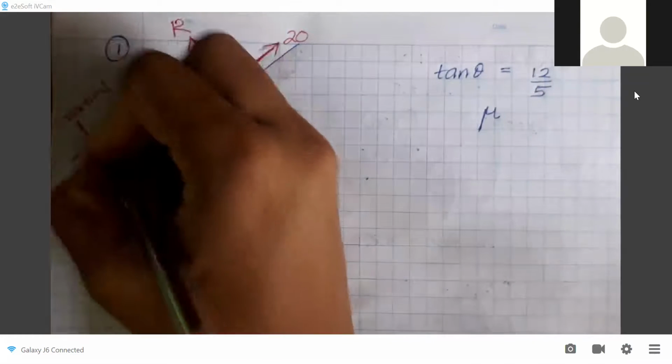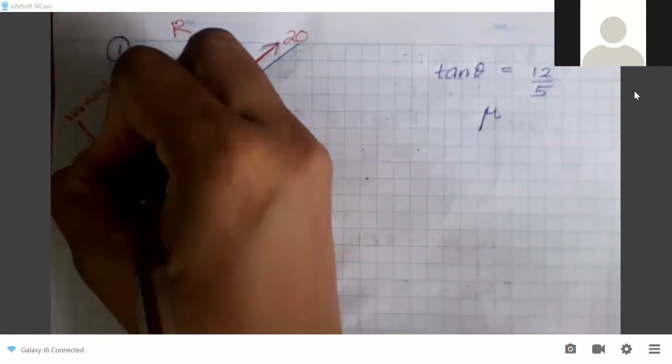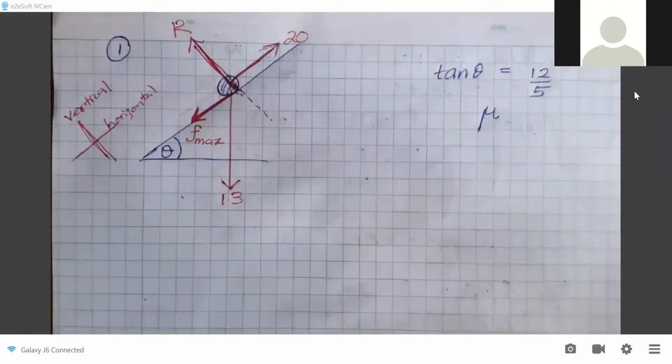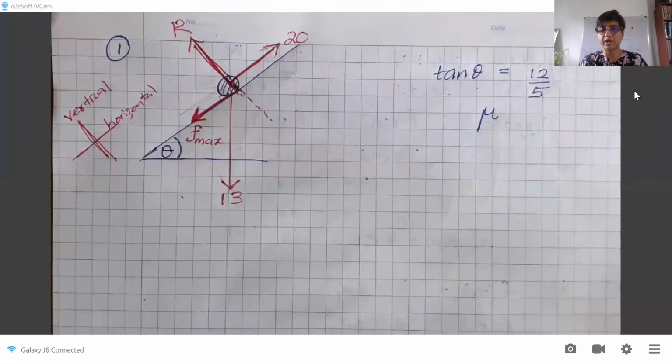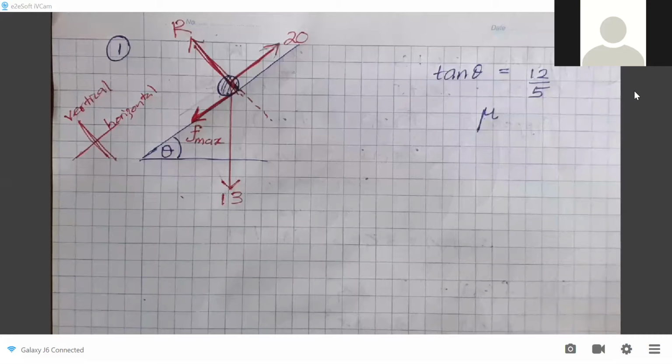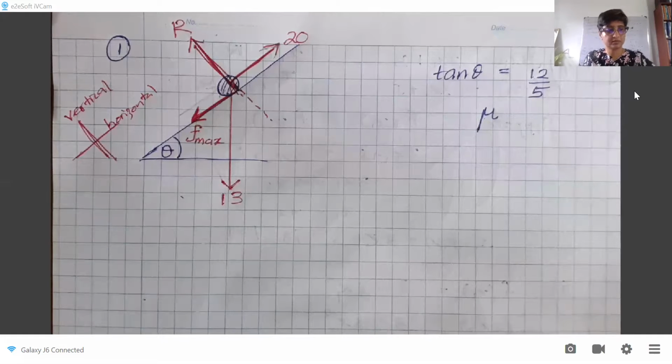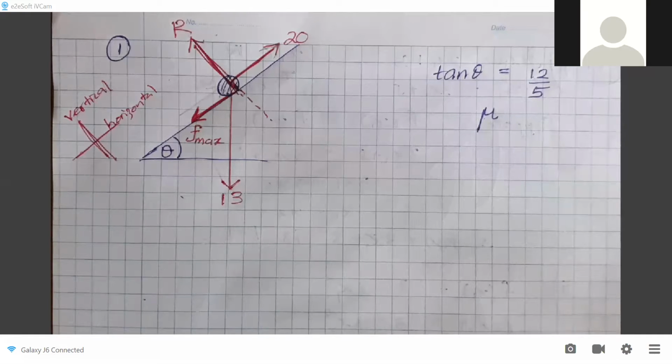Miss, isn't that 1.3? Which one? The weight. Mass is 1.3, so weight is 1.3 times 10, that is 13. Clear? Yes. Okay.